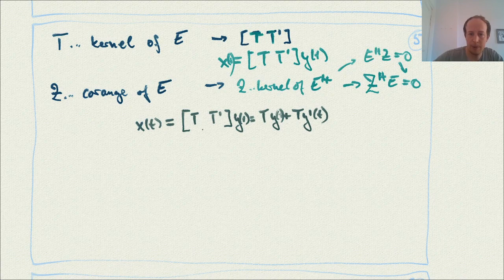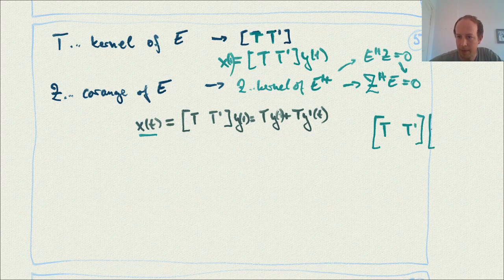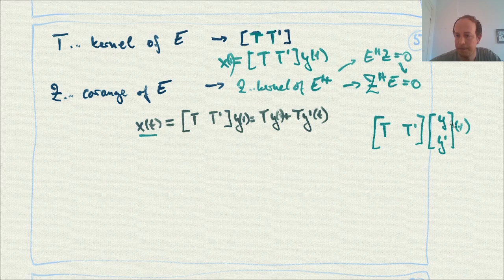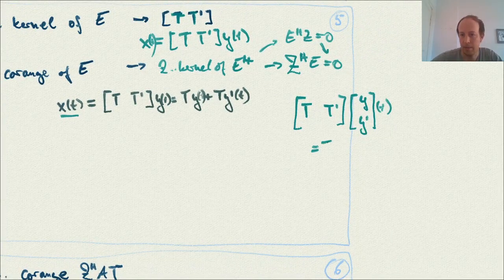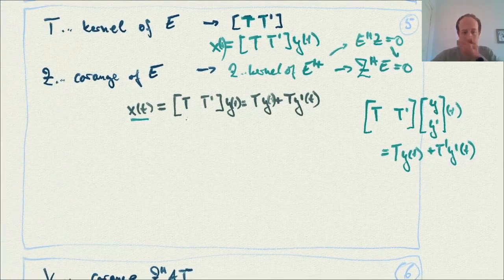Okay, and now if we do the state transformation, x of t is this T dash matrix times y of t. Let me show you this in more detail. We have the matrix T, this matrix T dash, multiplied by y, but we can also split the y into y and y dash of t, and if we multiply this out, we get T y of t plus T dash y dash of t.